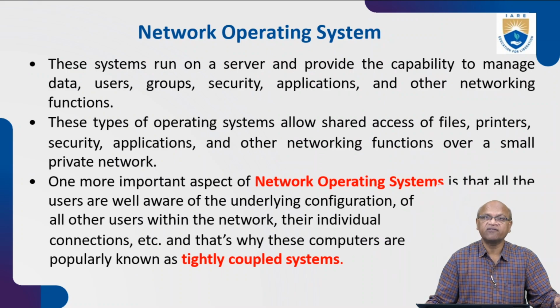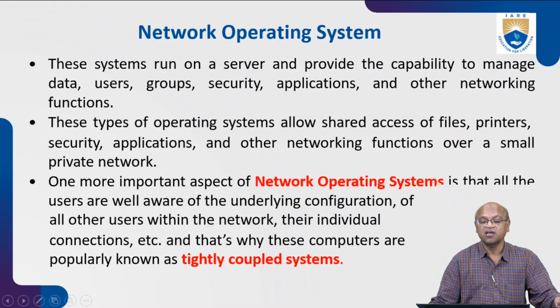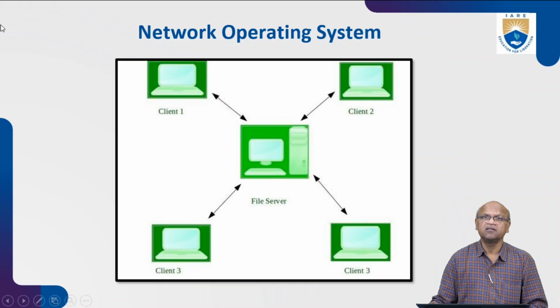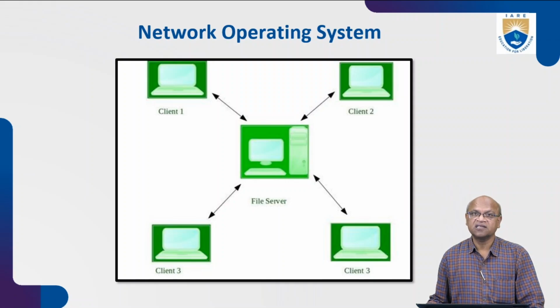So another one is the network operating system. We were discussing different types of operating systems: batch system, multi-programming, parallel, distributed. Another one is the network operating system. So what operating system will be used for different types of structure? These systems run on a server and provide the capability to manage data, users, groups, security. If you look at this diagram, this is a network operating system, with client and server, client and server.